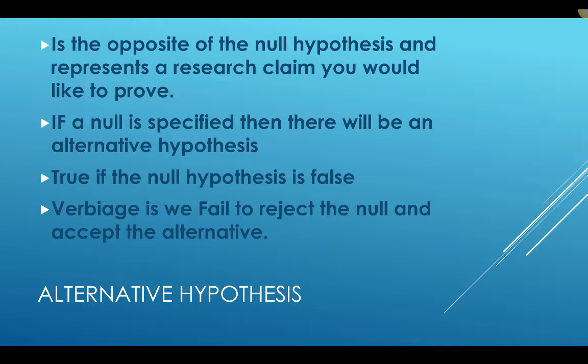The alternative, on the other hand, is the opposite of the null hypothesis and represents a researcher's claim you would like to prove. If a null is specified, there needs to be an alternative. True if the null hypothesis is false. Verbiage is we fail to reject the null and we accept the alternative hypothesis. In this case, the 30 millimeter would be H1 does not equal 30.